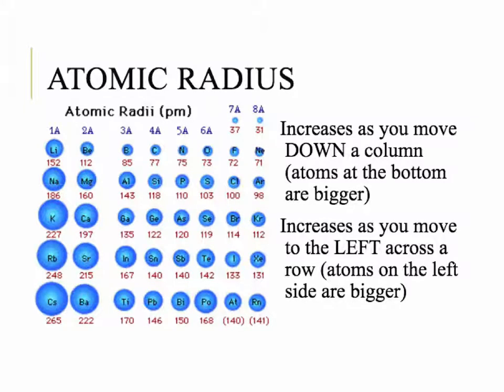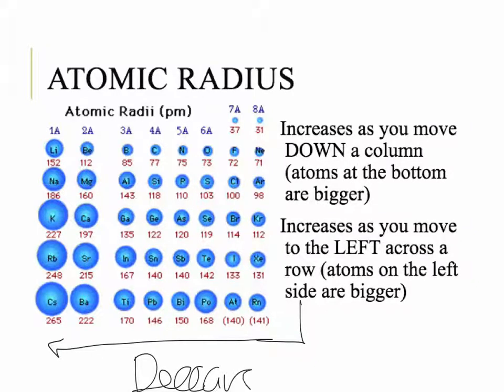Okay, so the pattern we see for atomic radius is as you go down a column, the atoms get bigger, so that atomic radius value increases. And then actually as you move to the left, your atomic radius also increases. Or you could say it decreases going to the right. Either way, but if you're talking about going down, the atomic radius increases, going right, atomic radius decreases. So let's think about why that is.